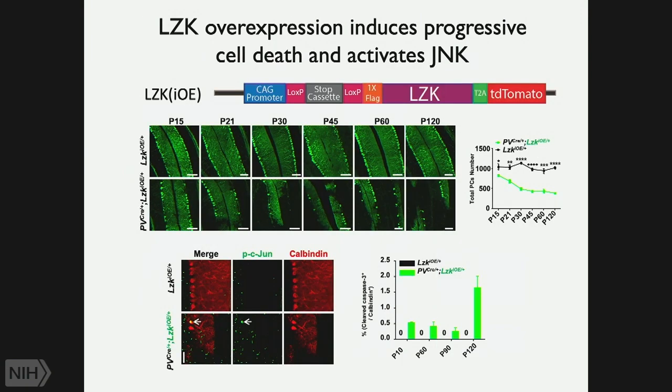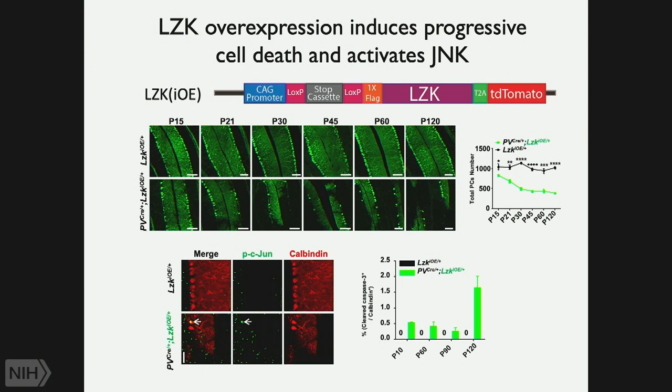In contrast, we made the same kind of mice, but this time with inducible overexpression of LZK, crossed to the PV-Cre. Those mice are quite happy and live up to a year. We see a very progressive, slow degeneration, as you can quantitate here. They can live up to 4 months, with about 40 to 60% death. LZK overexpression also induced JNK signaling, as shown by the phospho-c-Jun target signal, and also induced caspase.